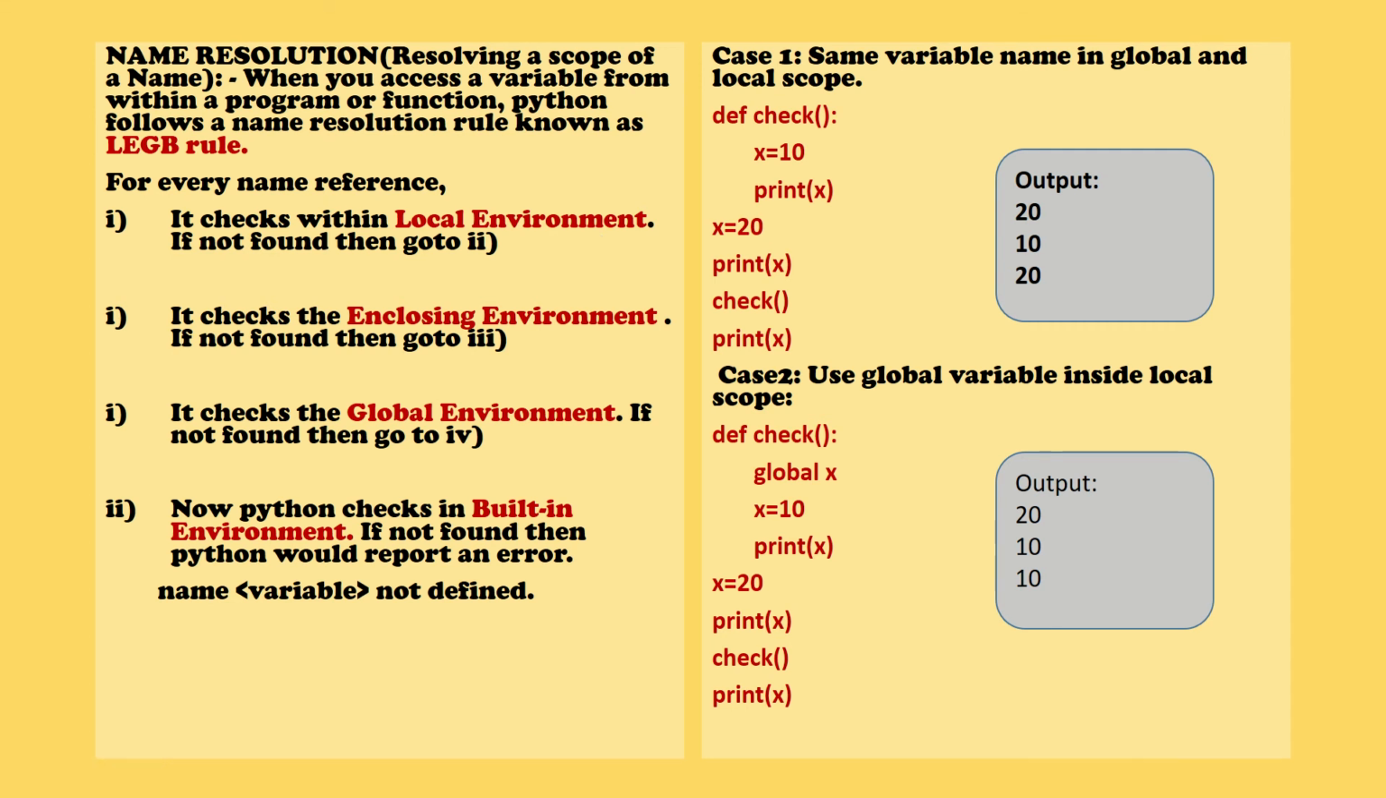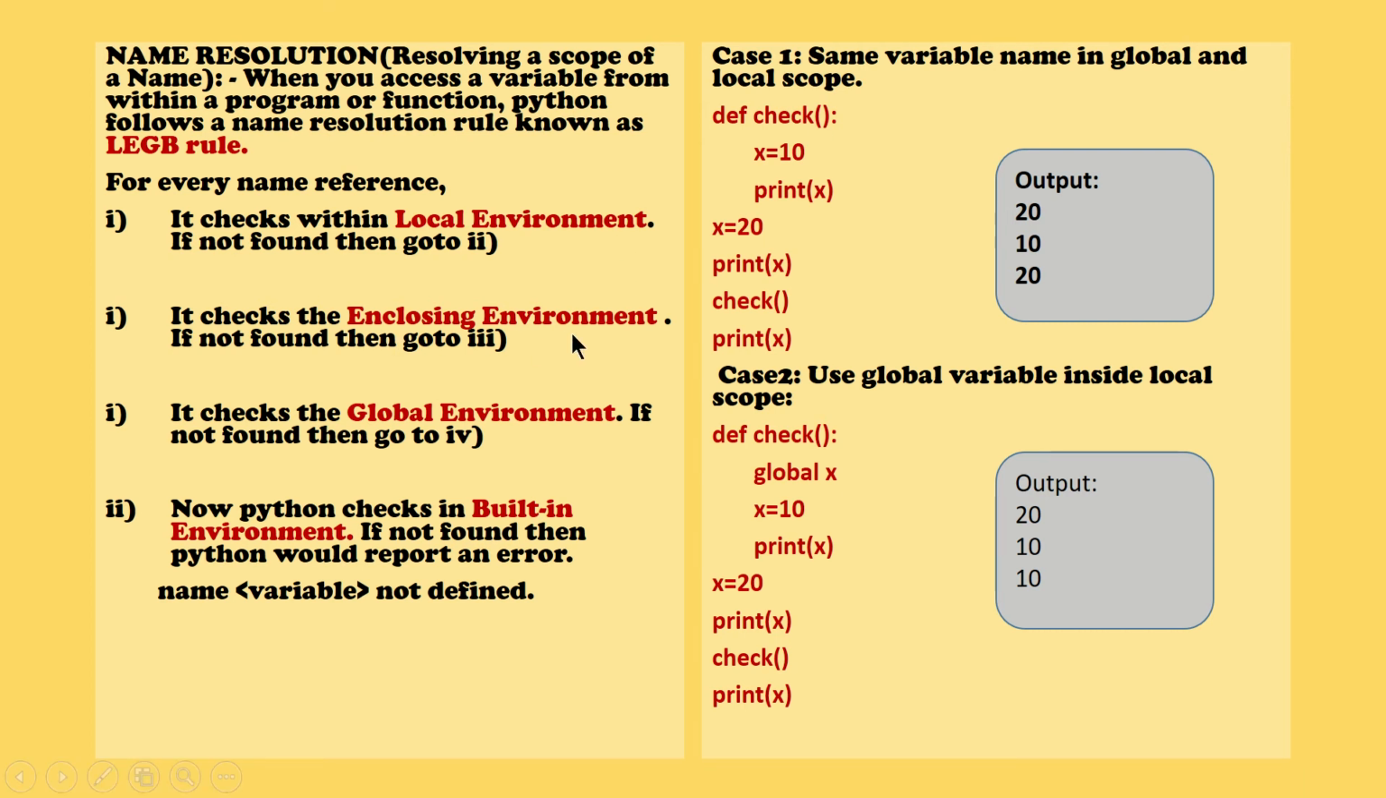If that name does not exist in the local environment, then it will look for the enclosing environment. So what do you mean by enclosing environment? If you define a function within another function, please try to understand, it is not just calling the function, it is defining the function within another function. In that case, it will look for the enclosing environment. If a variable with that particular name is defined there, then that variable will be used.